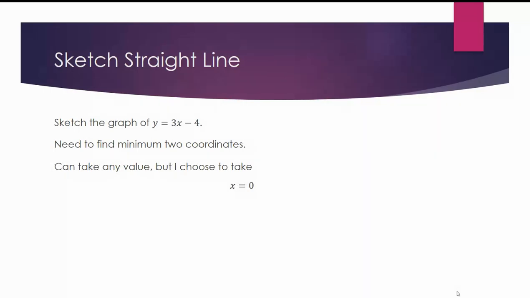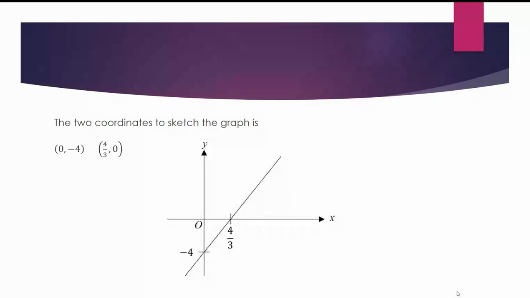So when x equals 0, my y value will be negative 4. To find the second coordinate, I will set y equivalent to 0, then I will find my x coordinate. So now I have two coordinates, one which is (0, negative 4) and another one (4 over 3, 0). So from here we are going to sketch a straight line.